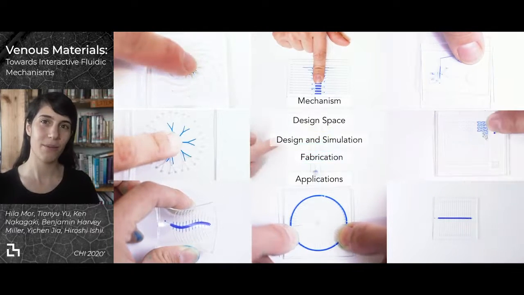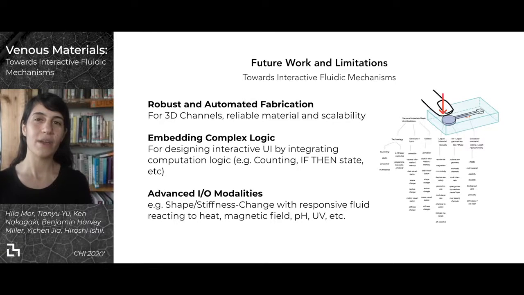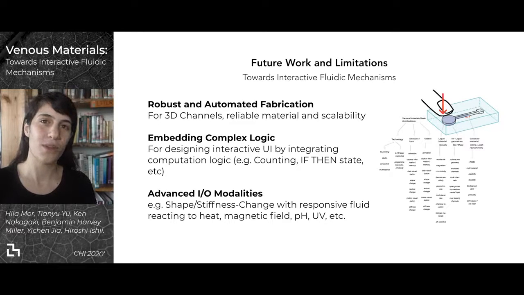So what is the next step? As the title of our paper implies, Venous Materials and the work in this paper is a very first step towards a broader research idea and a vision of interactive fluidic mechanisms. And beyond the current limitations, there is very exciting future work that we can do. So for example, how can we go beyond 2.5D? So we think 3D printing is really a great opportunity to create more robust and automated fabrication systems.